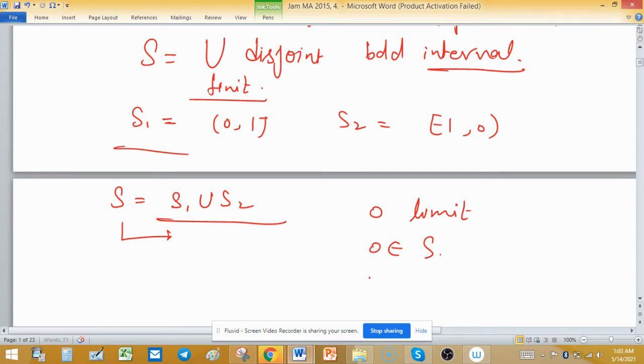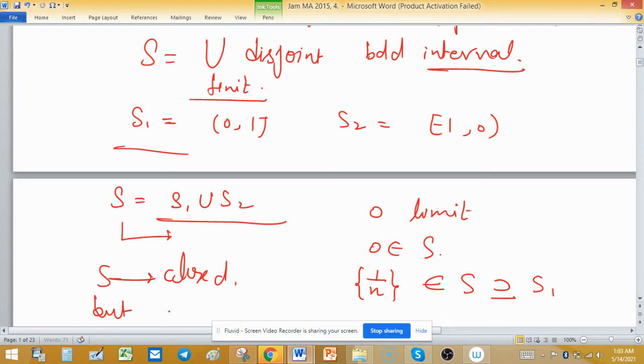How? You can consider the sequence 1/n. This sequence is in S, or precisely in S1, but 0 is not there. 0 is the limit point of this sequence. It means infinitely many values of S exist, but the limit point is not in S. So S is not closed.